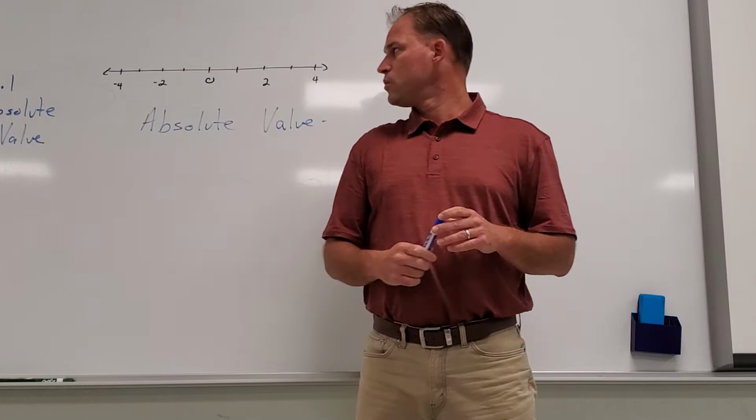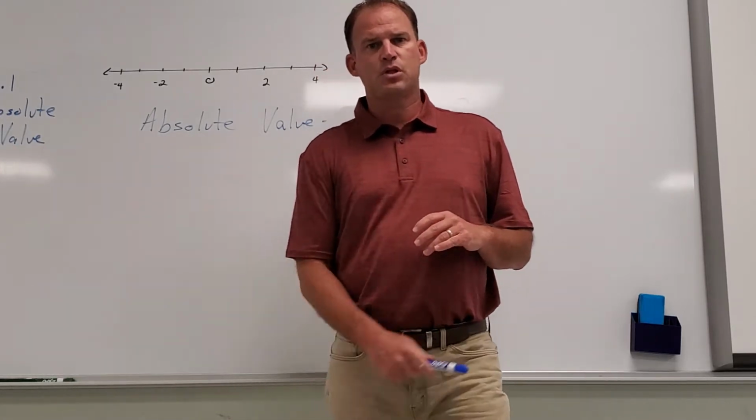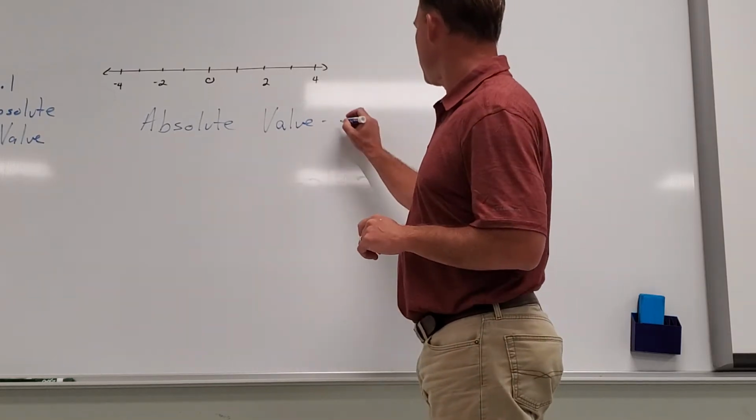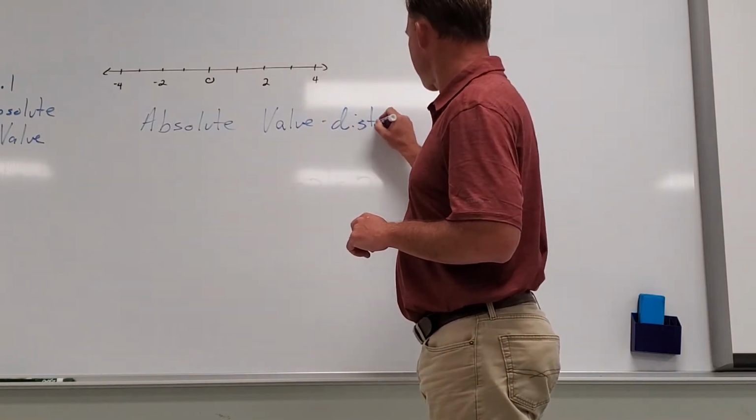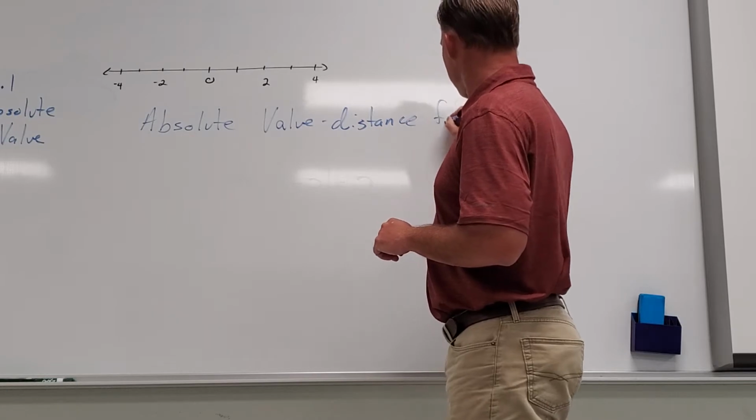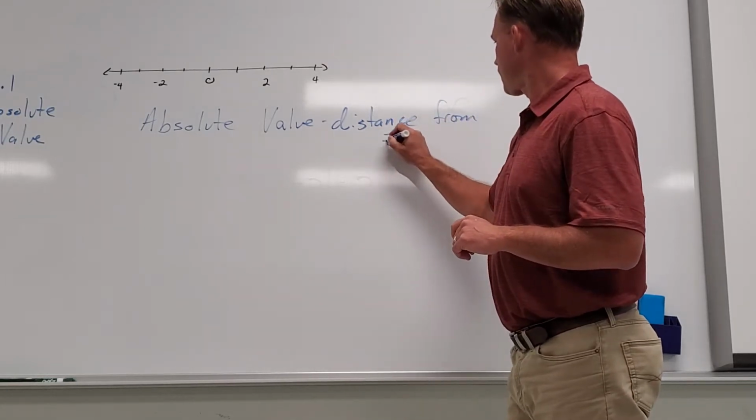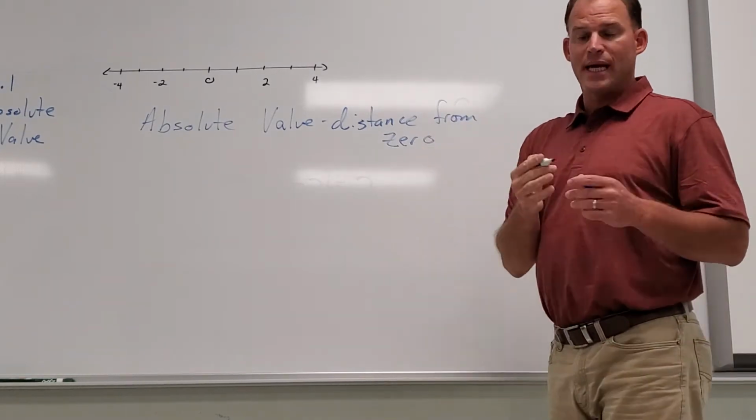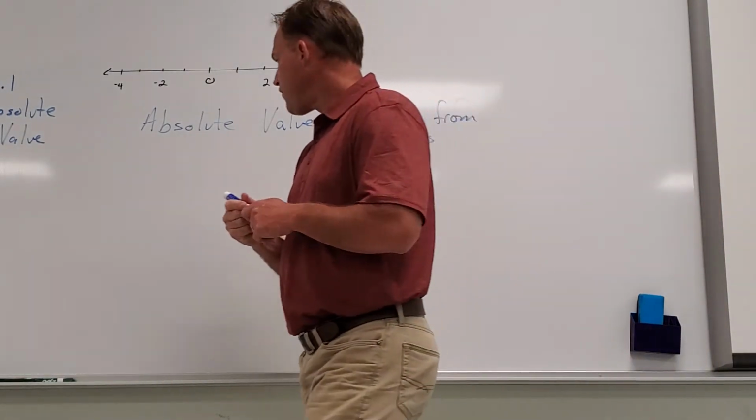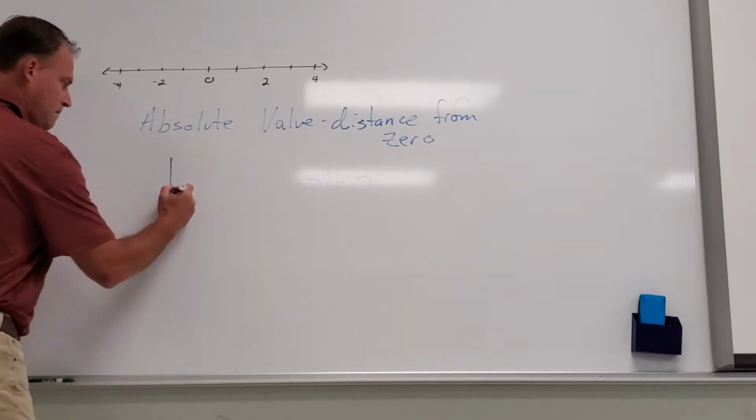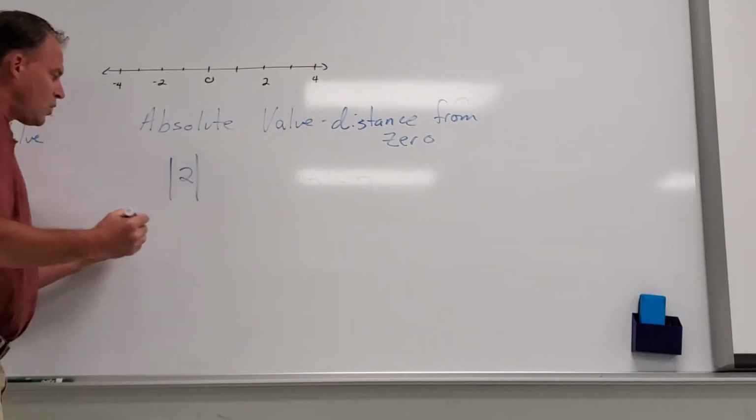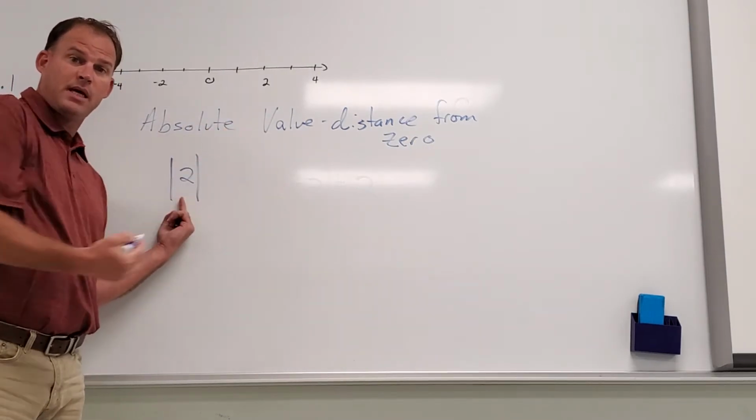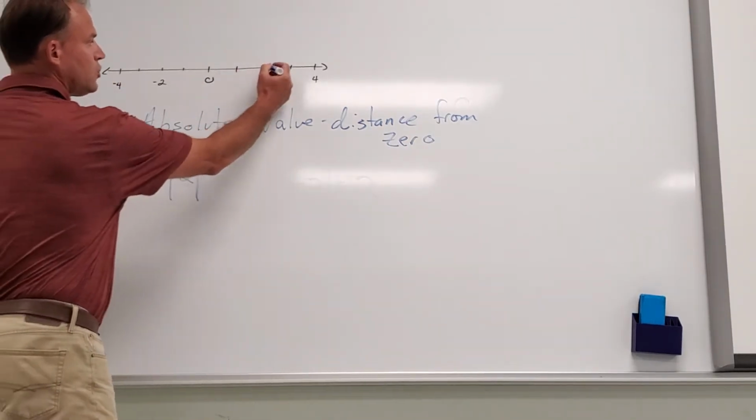So here we go. Lesson numero uno, we're going to talk about absolute value. So first off, the definition of absolute value is the distance from zero. That's what absolute value means. So if I ask you, what is the absolute value of 2? And that's what these two straight bars mean. They mean absolute value. So I go here to 2.